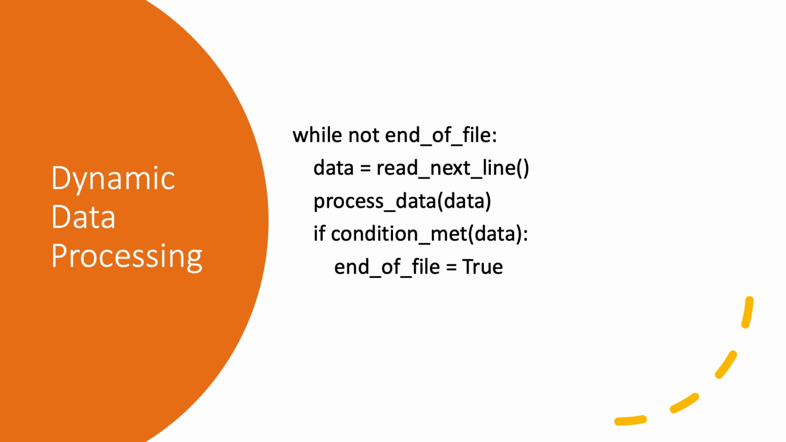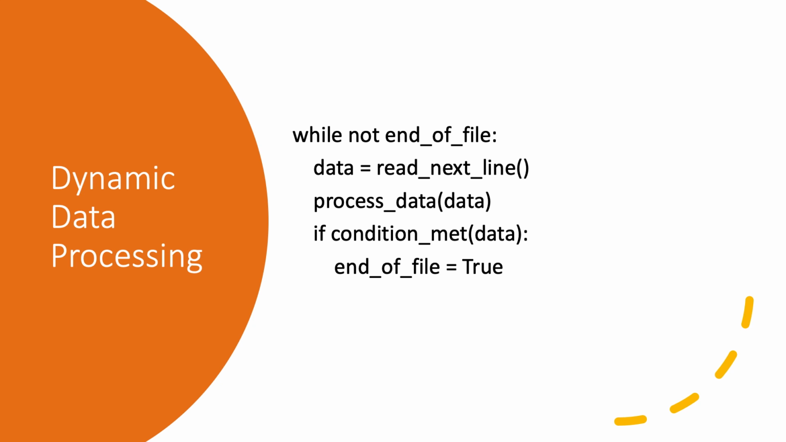Now within the loop, we have the read next line function, and this is called to read the next line of data from the file. This data is then processed using the process data function, which handles the necessary operations on the data, such as parsing, analyzing, or transforming it.